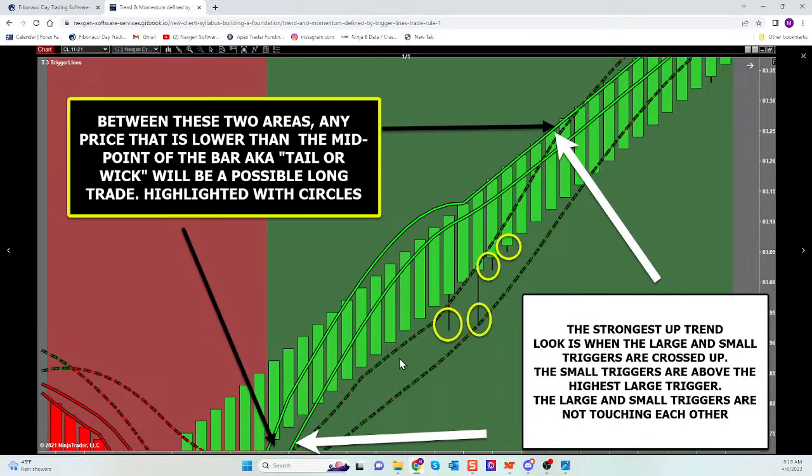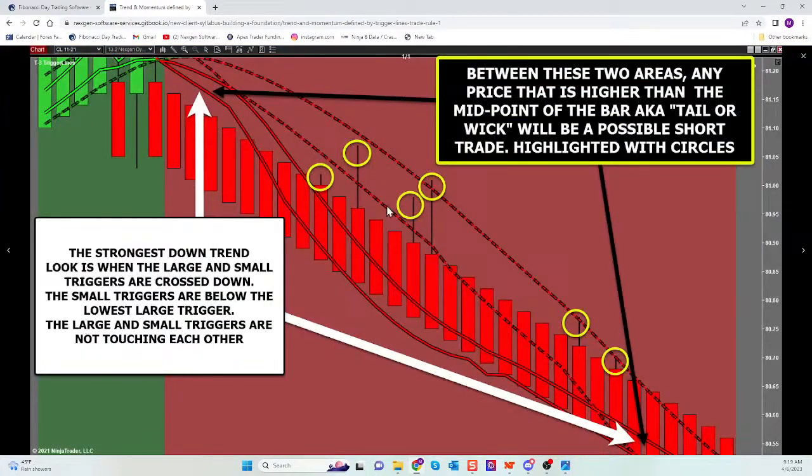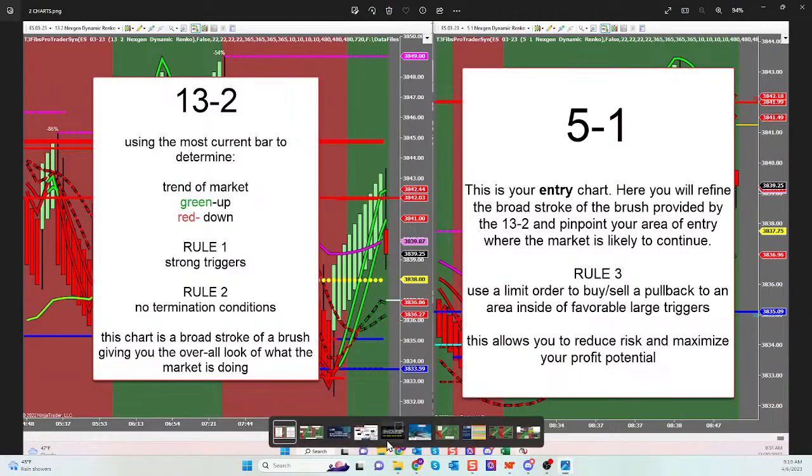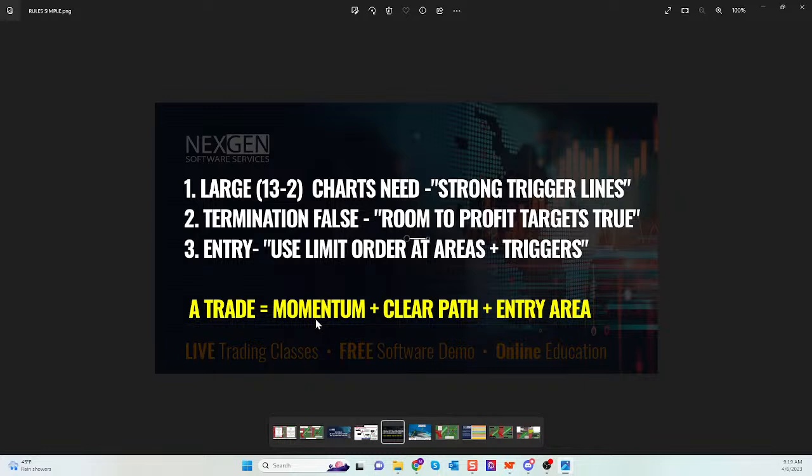In uptrends, you're going to see these tails or these wicks on the 13.2. And we're going to go back and circle some today so that you can see it. But these are potential entries on a smaller, faster chart when you have that odds favorable momentum. And it looks the same going either direction. You're just putting those small triggers on the business side of those large triggers. So guys, odds favorable momentum, rule number 1. Providing the advantage of momentum.